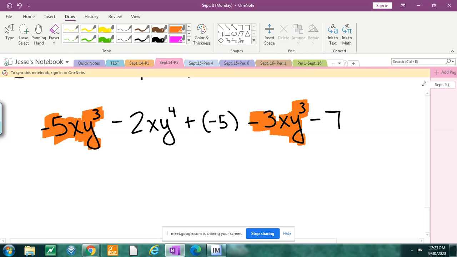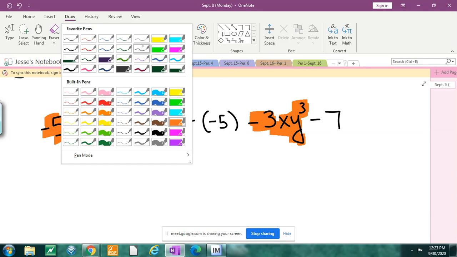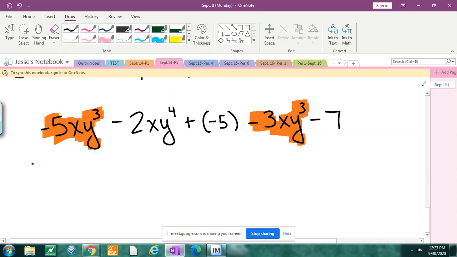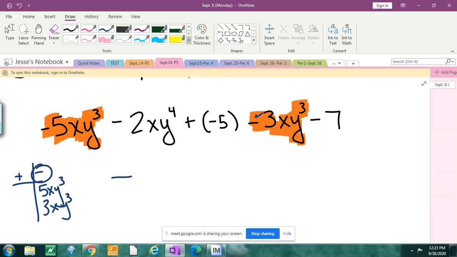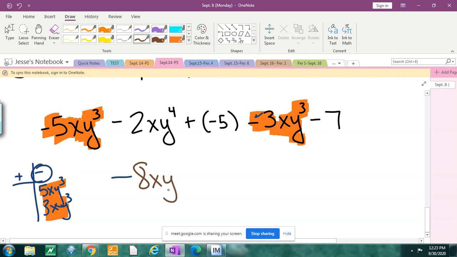So now what do I do? Anybody? Combine like terms, right? T-chart. So what do I get? It's a negative 5xy cubed, and it's also a negative 3xy cubed. See that? So what's my answer? Negative what? Yeah, you have to add them, because the negatives are together. So my answer is negative 8xy cubed. See that?